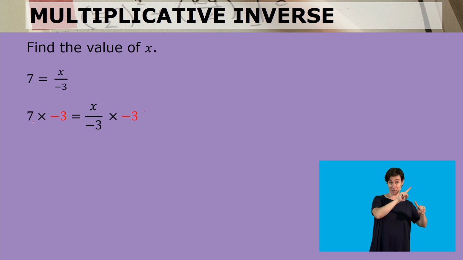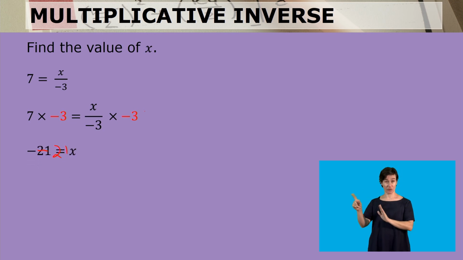So on the left, we have then 7 multiplied by negative 3, which gives us negative 21. And on the right, we will then remain with x. Let me rub that off. Then on the left, we have negative 21, and on the right, we have x. Therefore, x represents negative 21. So let's check the answer. That means that negative 21 divided by negative 3 would give us 7 if we are to check the answer.